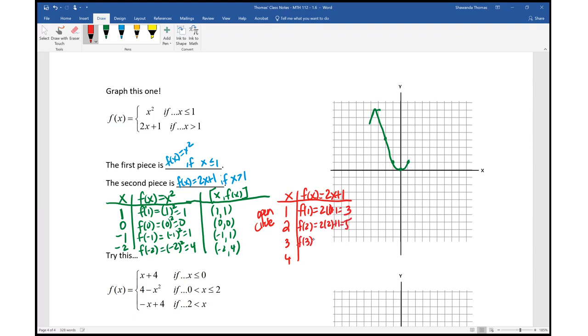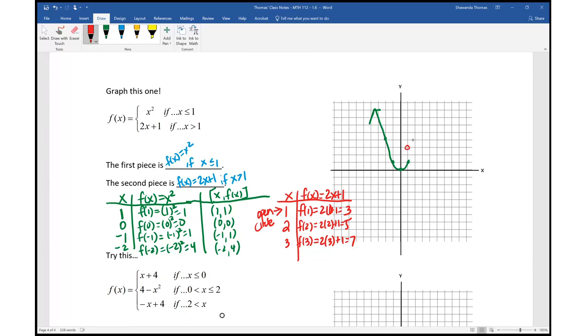F of 3, and this is a line, so we really don't need an extra number. We only technically need 2 points to graph a line, but we always choose 3 to check the other 2. So 2 times 3 plus 1, 7. All right, here we go. (1, 3). That's supposed to be an open circle. (1, 3). 1, 2, 3.